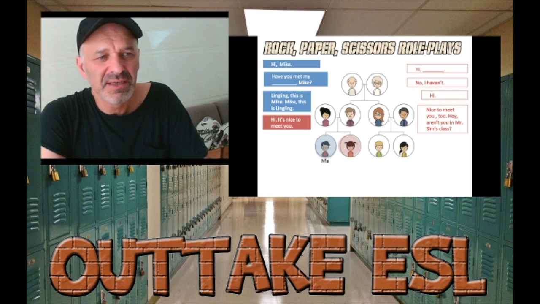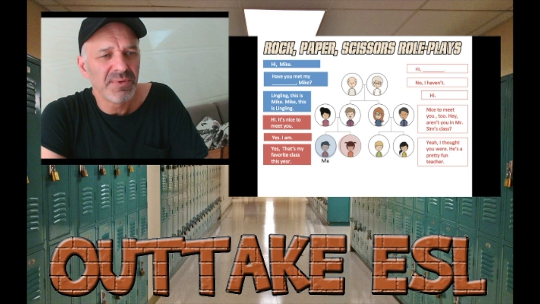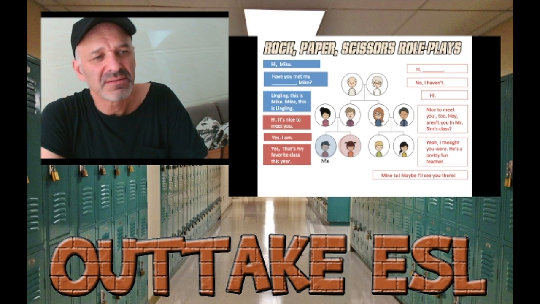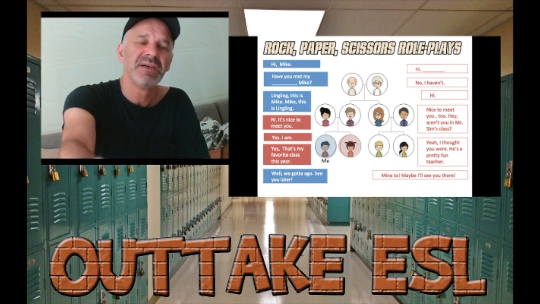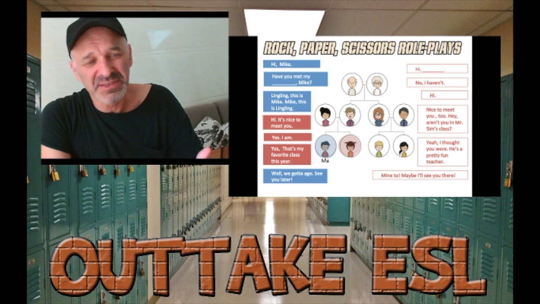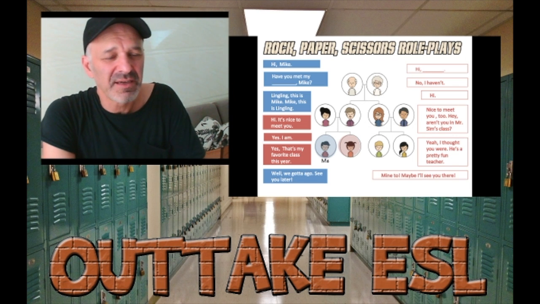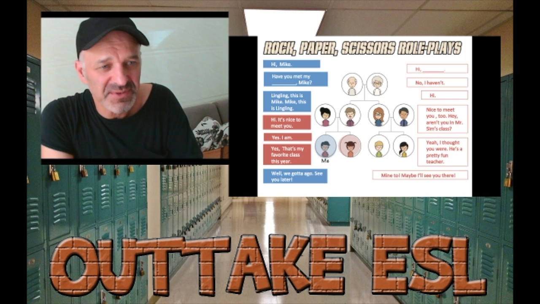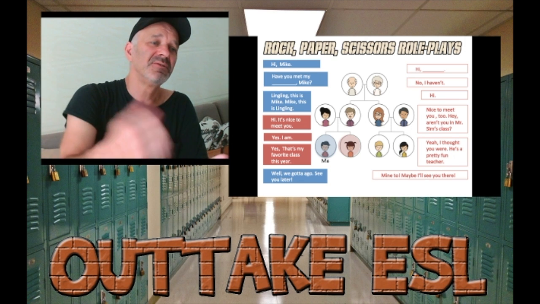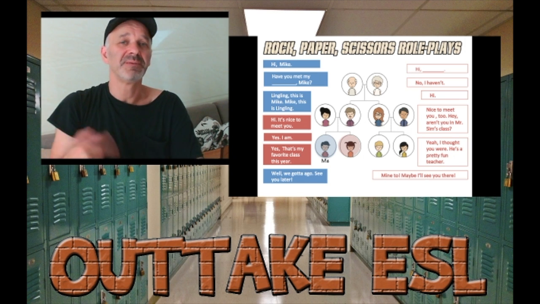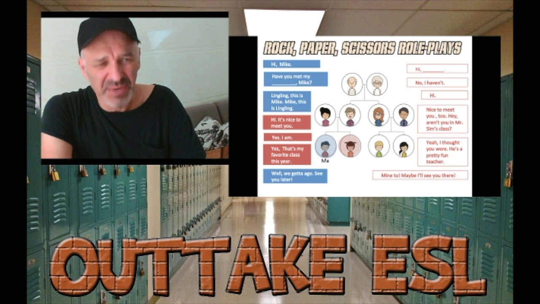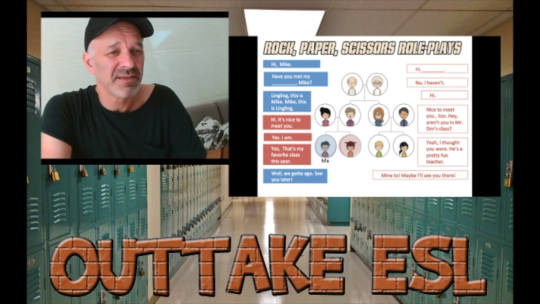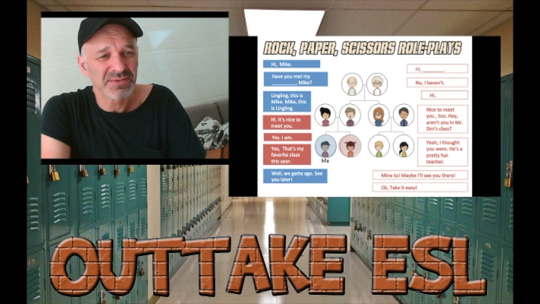So you have three different role players here: the red, blue, and white. The idea was they would get to the end of this dialogue, and then two students would do rock, paper, scissors, and that would face off against the third one, rock, paper, scissors, and then they would rock, paper, scissors with me to see who gets the point. But I felt this was a little too complicated, and so I decided to omit this also from the lesson.